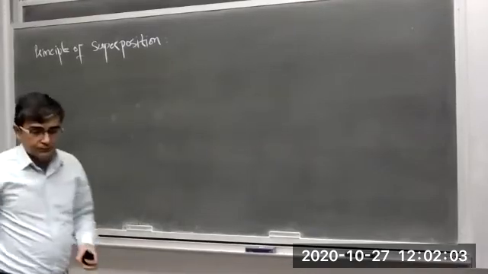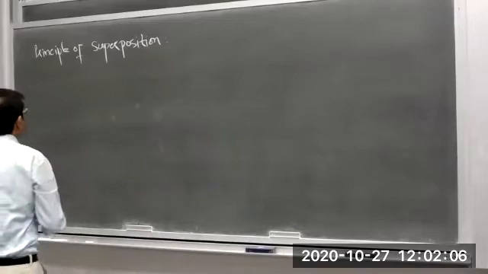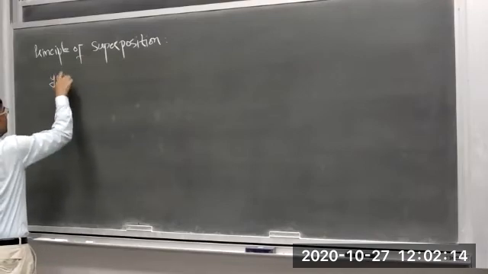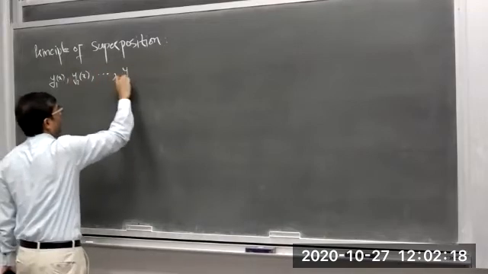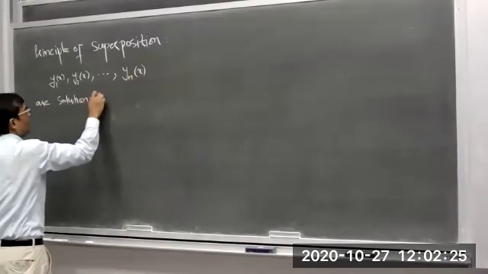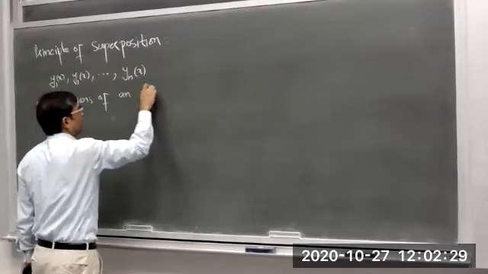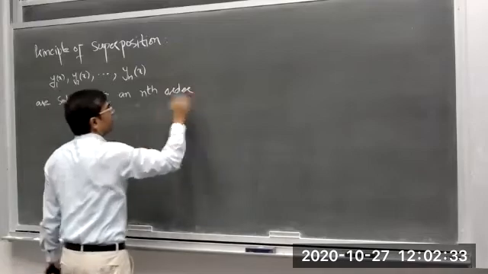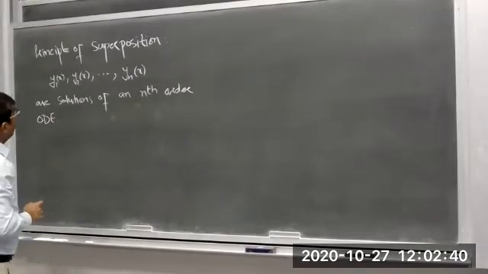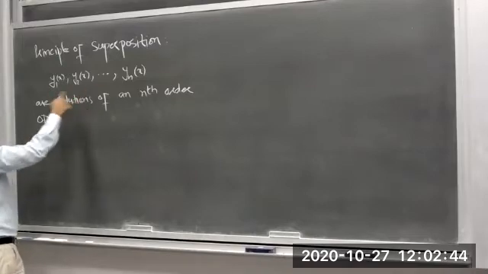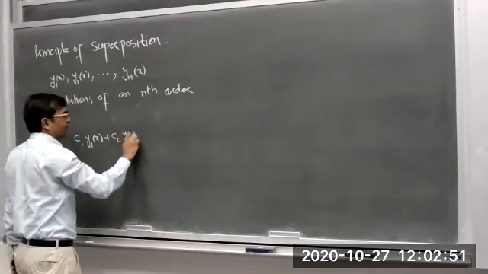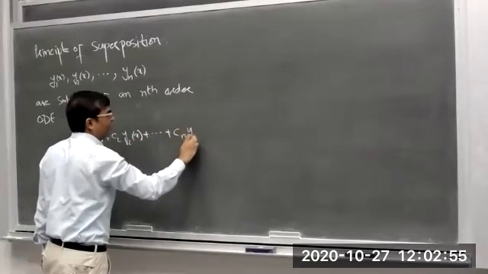What was the principle of superposition? If we have an nth order differential equation and y1 of x, y2 of x, so on, yn of x are the solutions of an nth order ODE, then the principle of superposition is about the linear combination of these n solutions. How do we write the linear combination? C1 y1 of x plus C2 y2 of x plus so on plus Cn yn of x.